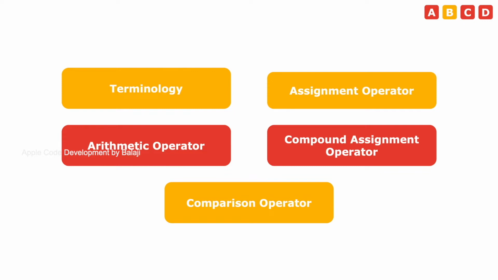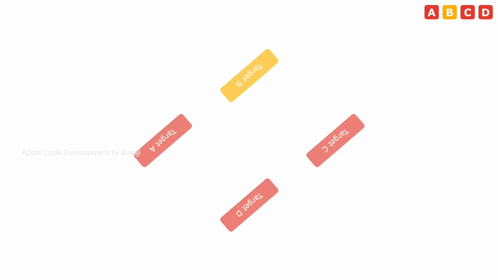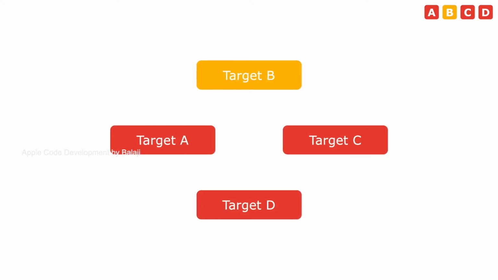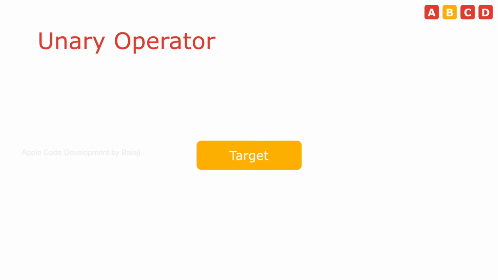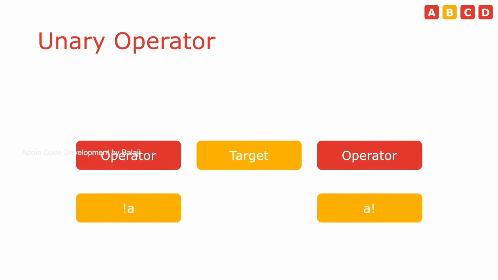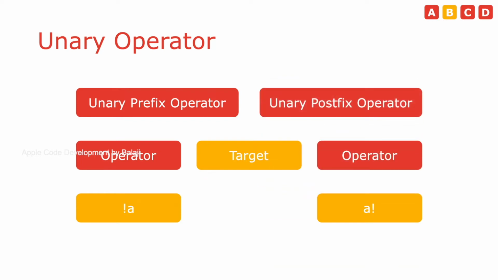Okay, let's start. The first topic is terminology. Based on the number of targets involved in an operation, we can split it into 3 parts. Unary operator: it operates on a single target and the operator can be before or after a target. So based on that, a unary prefix operator and a unary postfix operator.